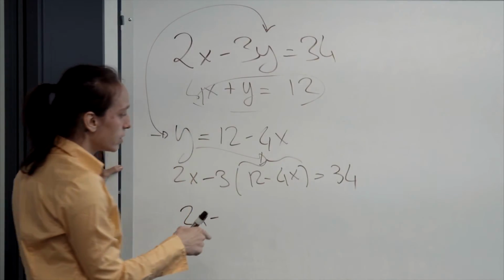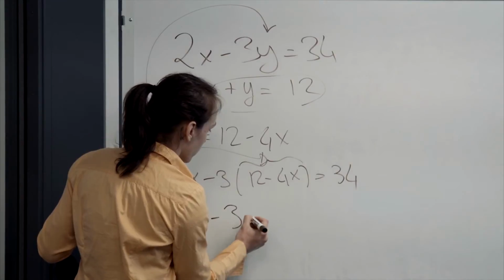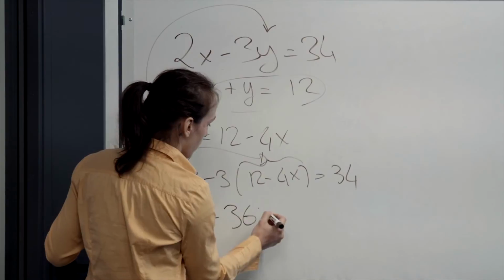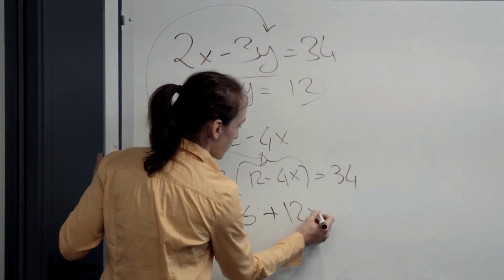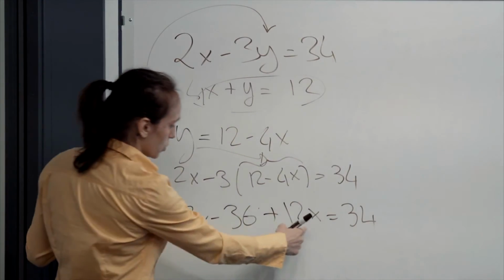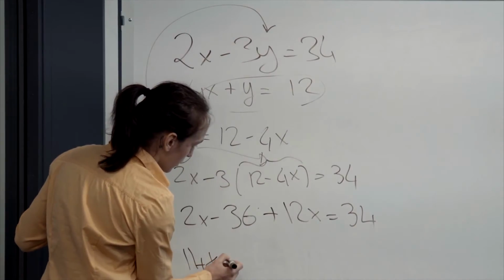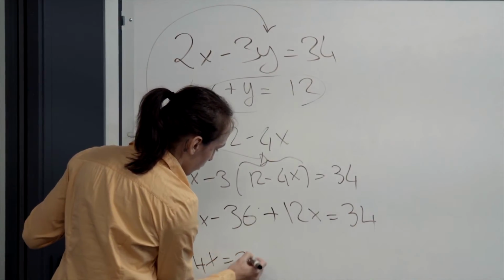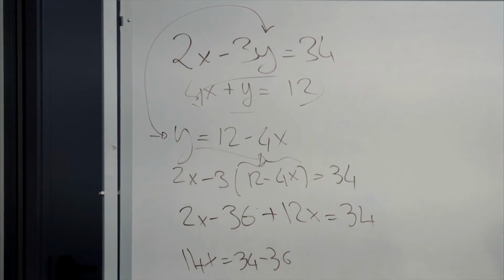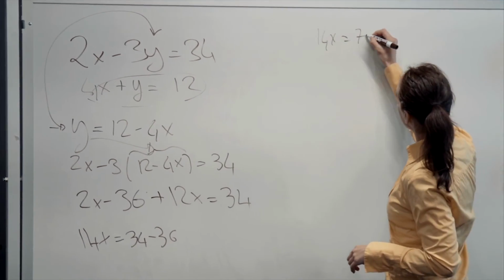It's just going to require a little bit more massaging to get the solution out of it. 2x minus 3 times 12, which is 36, minus times minus is plus, 12x is equal to 34. I have two terms in x, so I'm going to put them together. 14 times x is equal to 34 plus 36. So my new equation is 14 times x is equal to 70.